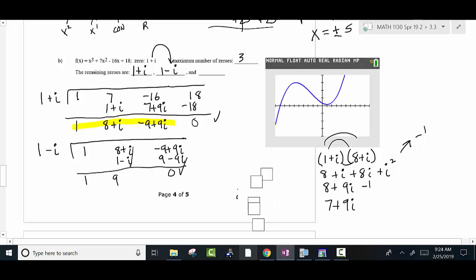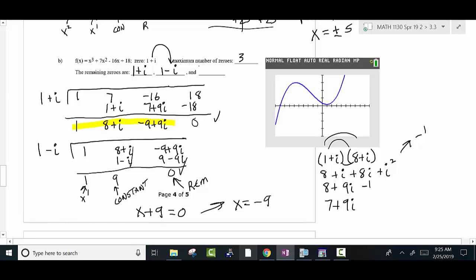Now, we have one more 0 to get. It's a third degree polynomial, so we're going to have one more 0. So again, this is the remainder, this is a constant term, and then this is x to the first. So that result is x plus 9. What do you do with that? You set it to 0, then you solve. So what's the other 0? Negative 9. Good. You solve that, you get x equals negative 9.